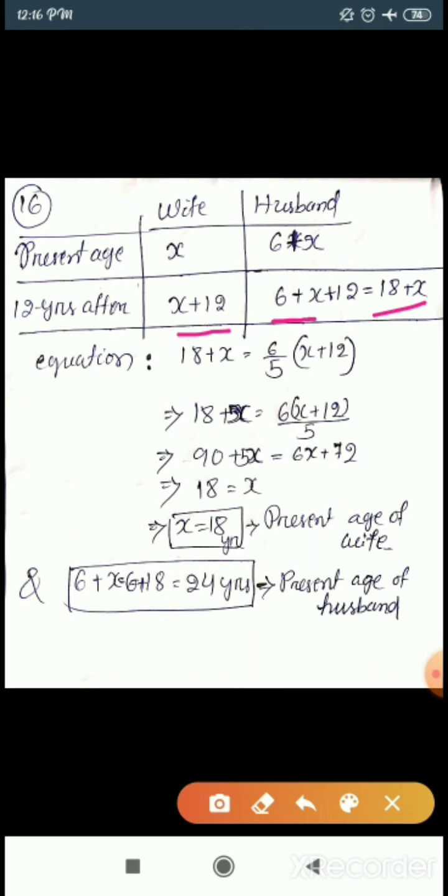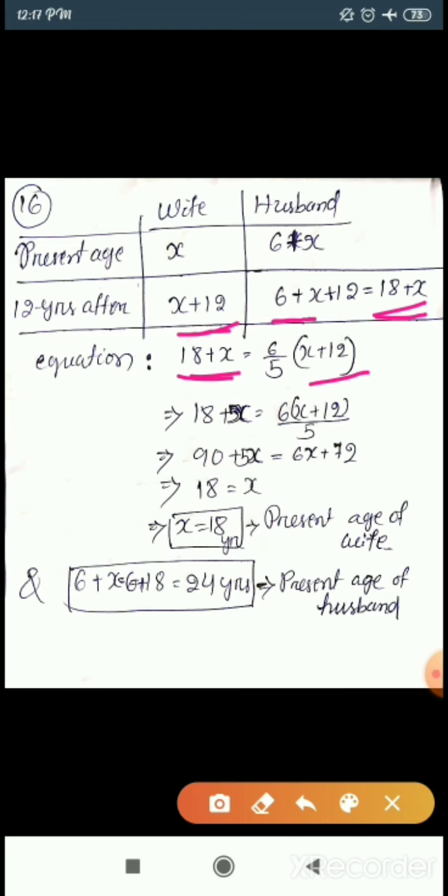So, now again read the question. 12 years after his marriage, his age was 6/5 of the age of his wife. That means 18 plus X, that is husband's age after 12 years. 18 plus X is 6/5 the wife's age. That means 6/5 of X plus 12. So 18 plus X, solve this equation.